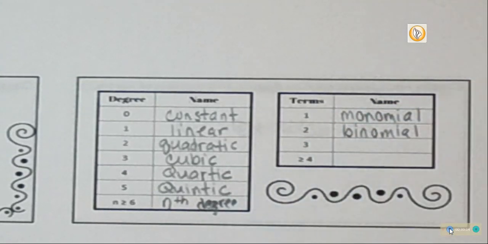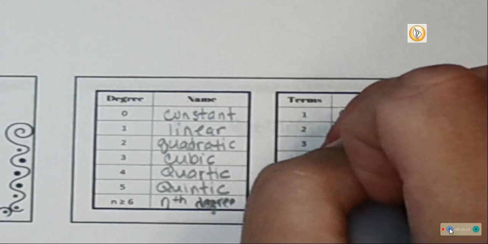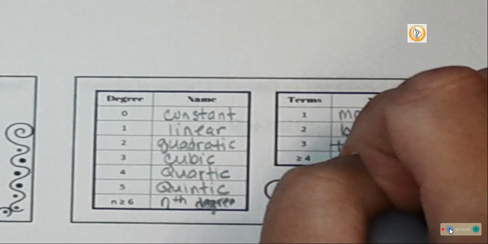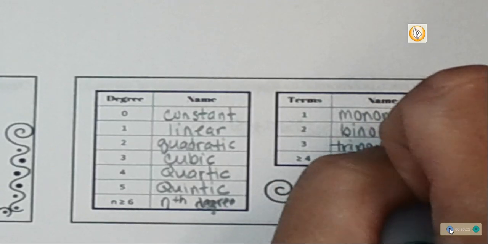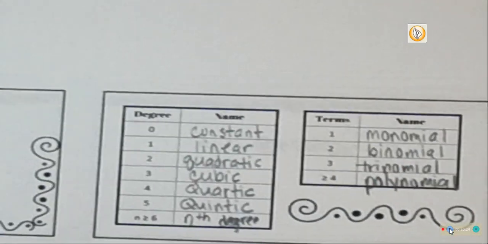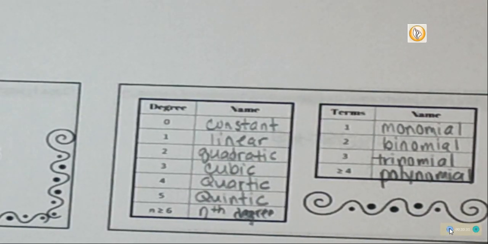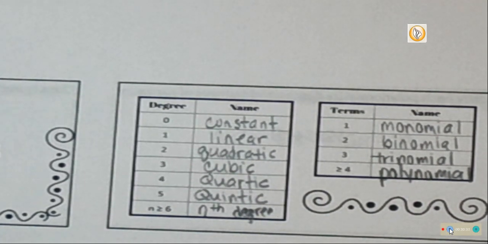And spelling's hard, and three terms, trinomial, okay? Anything 4 or over, polynomial. All right. So if I ask you to classify by degree, I want you to give me the degree first and then the term, the polynomial part.